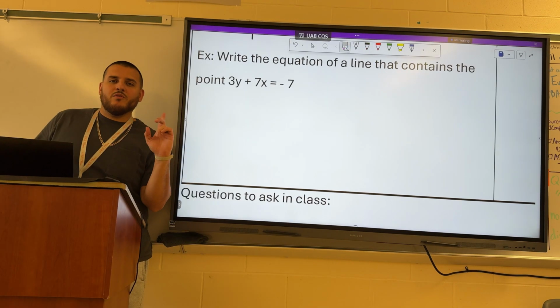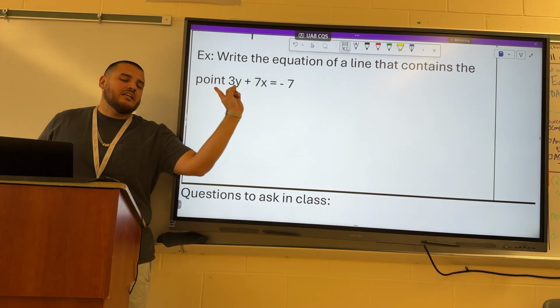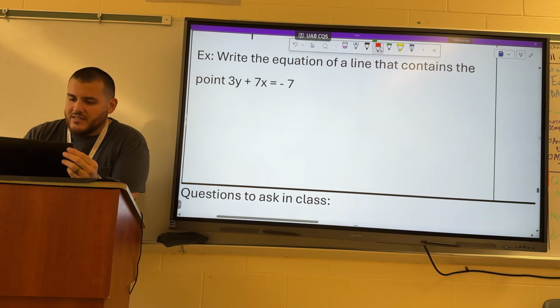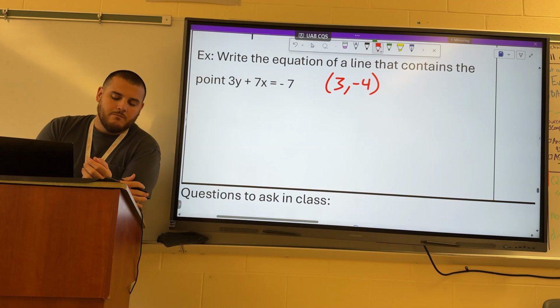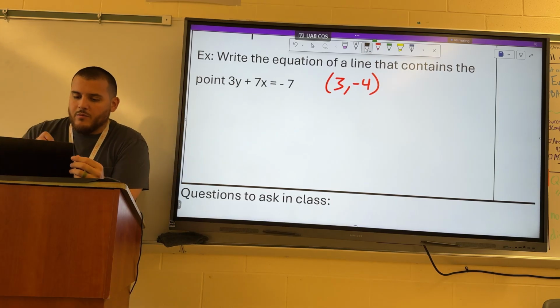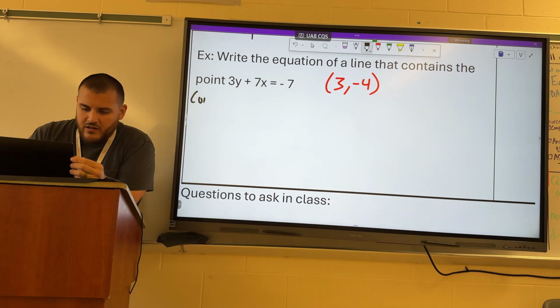In this next example, I forgot to give us a point for our line. We got a standard form equation here. Let's say a point that's on our line is going to exist at, we'll say +3, -4. So we're going to write a line parallel to this one containing that point. Remember, the first thing that we're going to do is convert. So we need to take that standard form equation and get it in slope-intercept form.